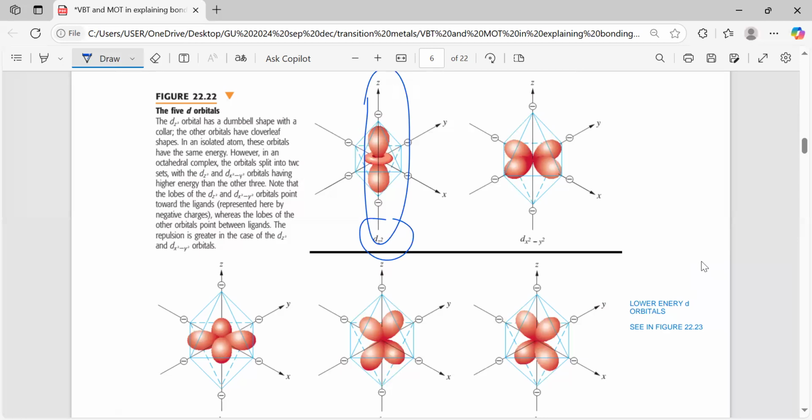Then we have another three whose orientation is not directed along those axes. Their orientation happens between the axes. Like this one is between the axes, between the axes, and so on. If you look at these three, they're not oriented directly along the axes.